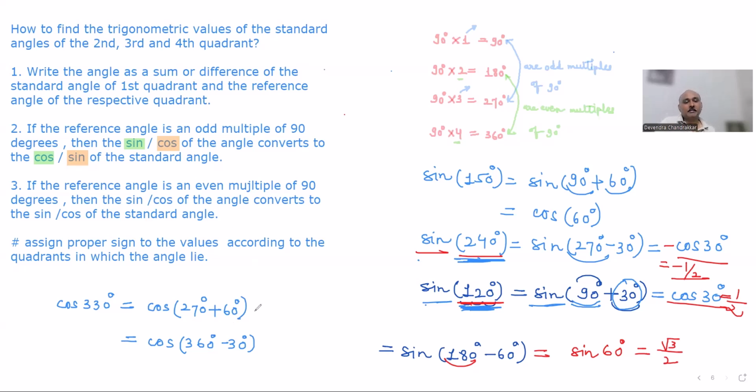So this is an odd multiple, right? You have to write the reference angle in terms of odd or even multiple. So this is an odd multiple. So when there is an odd reference angle, what do we do? Cos converts to sine of what? The standard angle, that is 60 degrees. Now, since this angle lies in fourth quadrant, so the ultimate value will be positive. So this remains positive. Sine 60 is, the value is root 3 by 2. You can check it from the table.